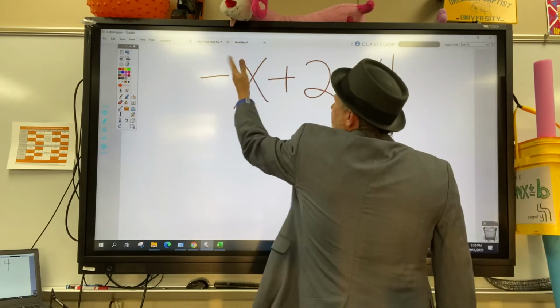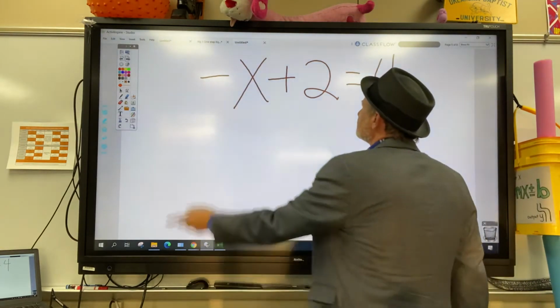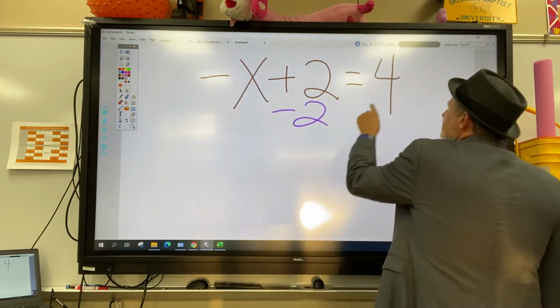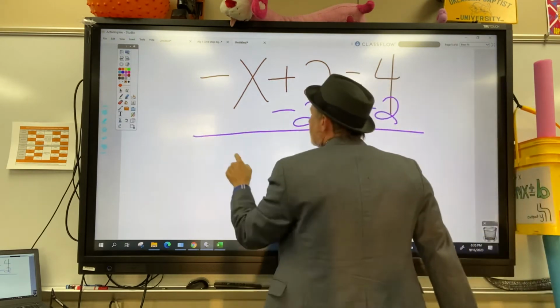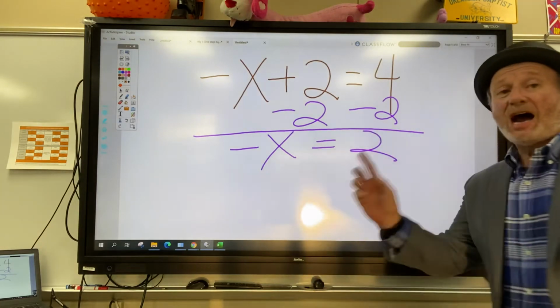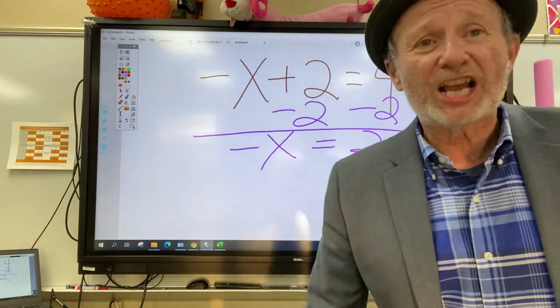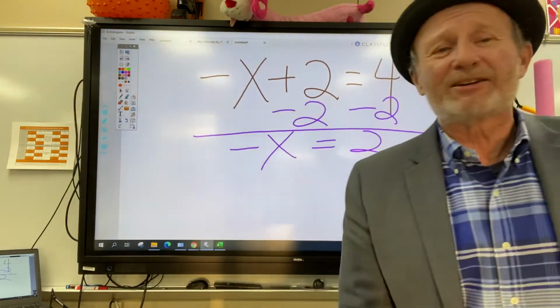Well, there's nothing to do here. It's just -1 out beside that x. So I'm just going to zero out my 2, bring me down -x equals 2. But I got a problem here. I have a negative on that variable. And that's not good. That's a boo-how, not good.